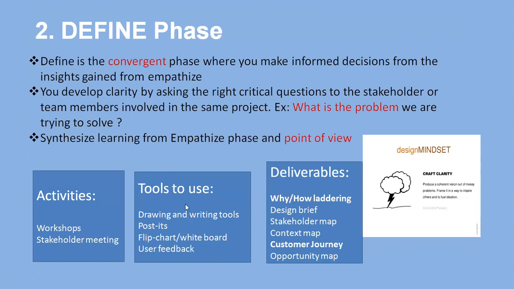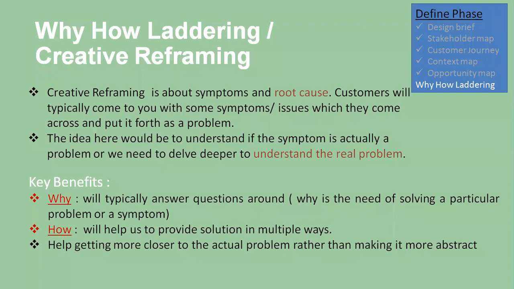Some of the popular methods and tools which can be used for this phase are customer journey map and why-how laddering. Why-how laddering is the most popular method, which is also called creative problem reframing, by asking the right critical questions in how-might-we form while conducting workshops and meetings with relevant stakeholders associated with the discovery of the problem.